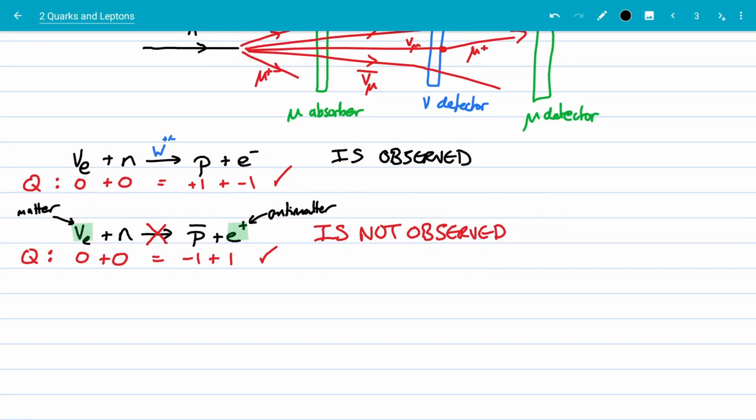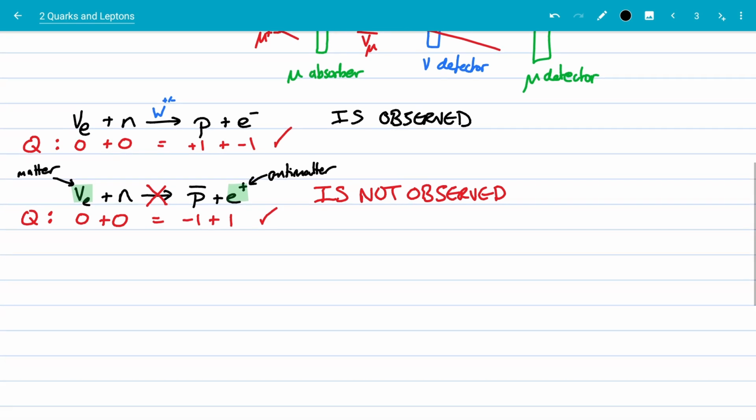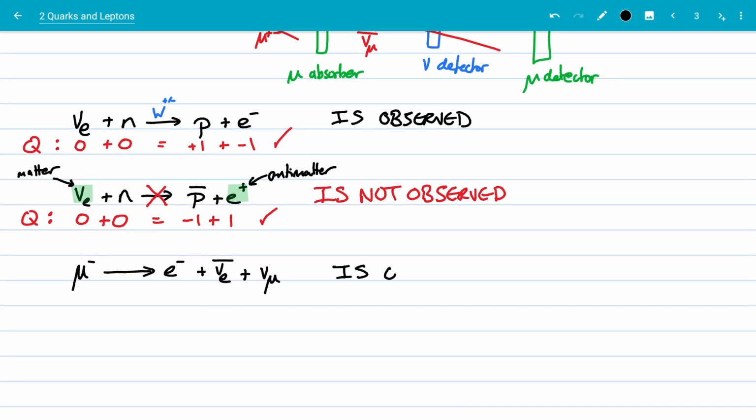We can look at the same thing with muons. If we look at muons, we get mu minus, like this, which will spontaneously decay into an electron. Muons are just like electrons, but 200 times the mass, but they will decay into electrons. But in doing so, you also get an electron antineutrino, and you get a muon neutrino. How interesting. This is observed. Two types of neutrinos emitted from this decay of a muon.